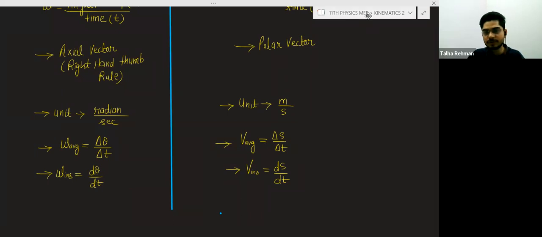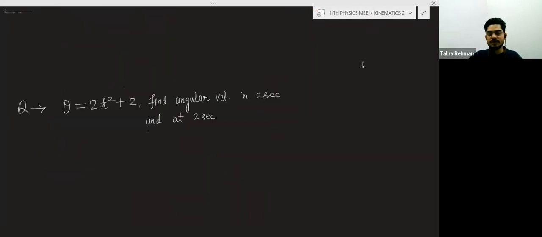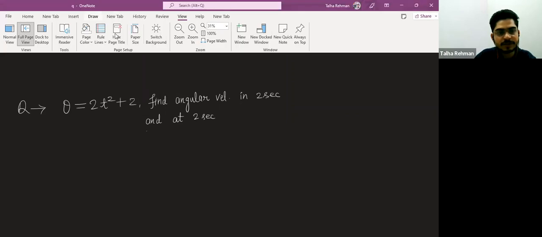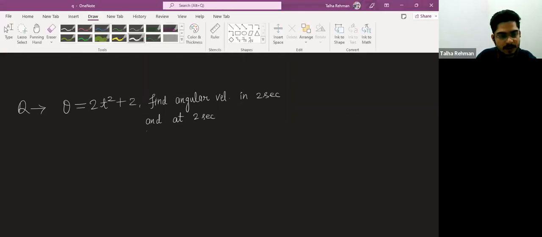So we will solve one question on this. Theta is given as 2t square plus 2. Find the angular velocity in 2 seconds. They are asking in 2 seconds and at 2 seconds, and we have to find the angular velocity.